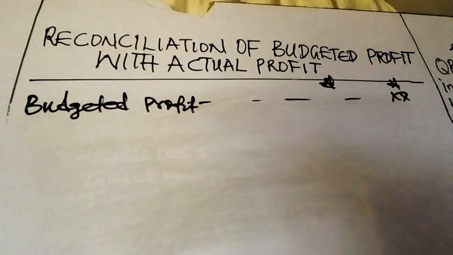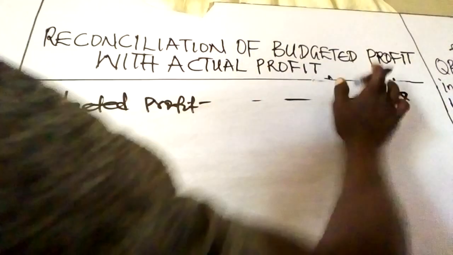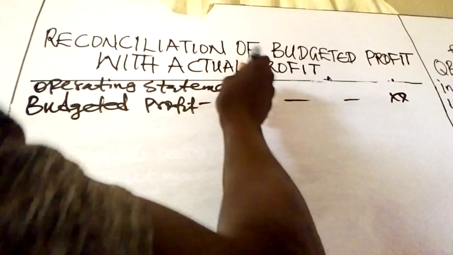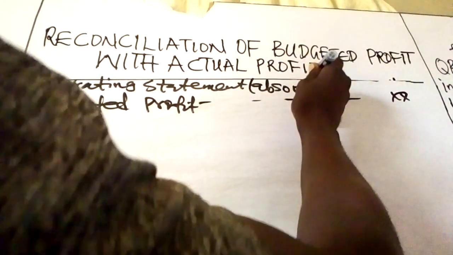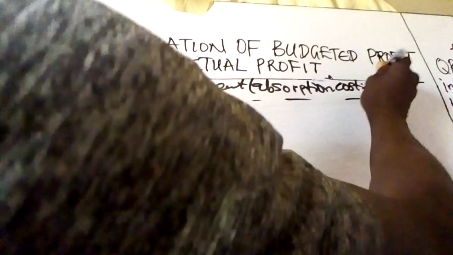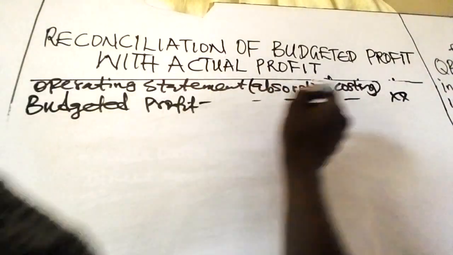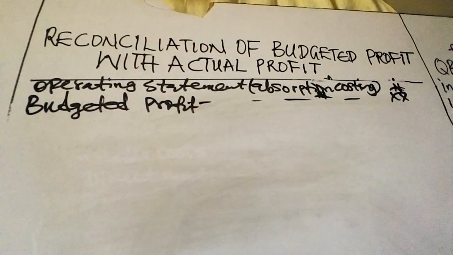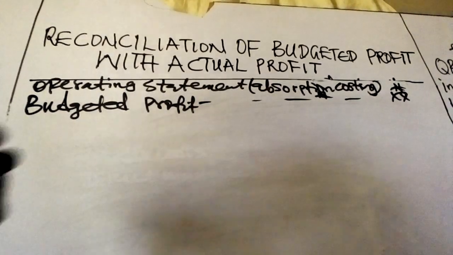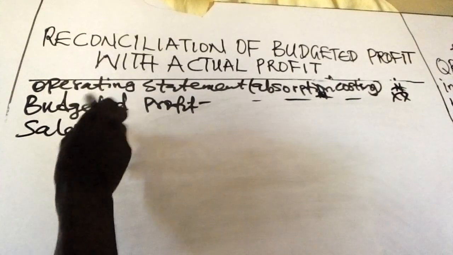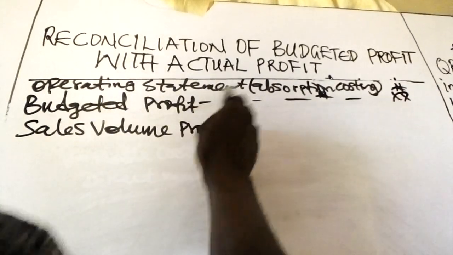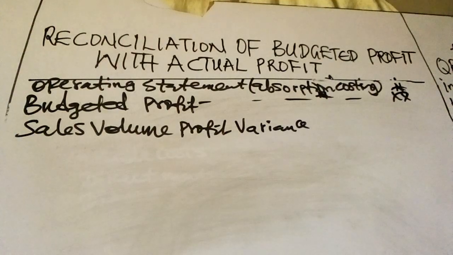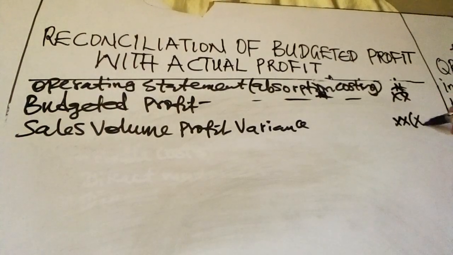Then from that, you less sales volume profit variance. That is if it is based on absorption costing. This is operating statement. Let me put the title: Operating statement based on absorption costing. I said you start with the budgeted profit, and this may be given, and if not given, then you will need to calculate that. Then you less sales volume profit variance. Our variance will be analyzed into favorable or adverse. If it is favorable, you add it, and if it is adverse, you subtract it.